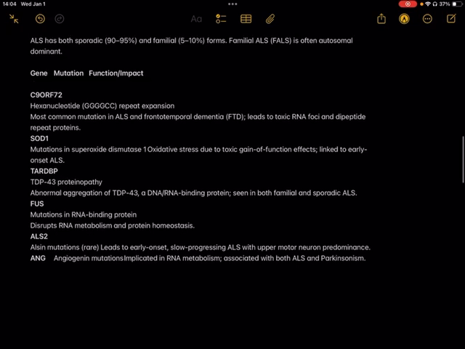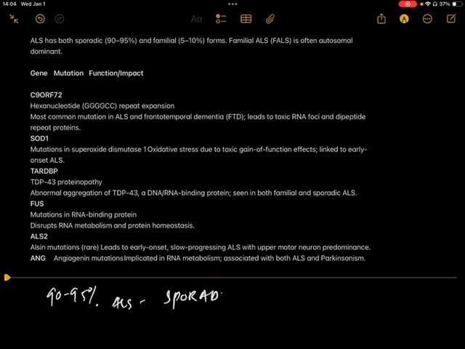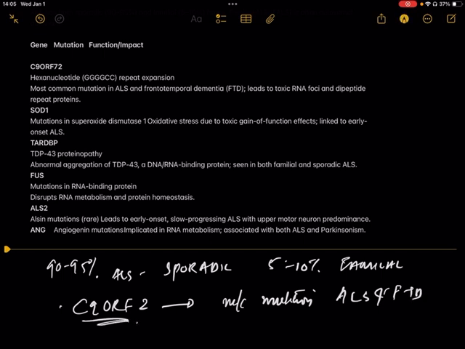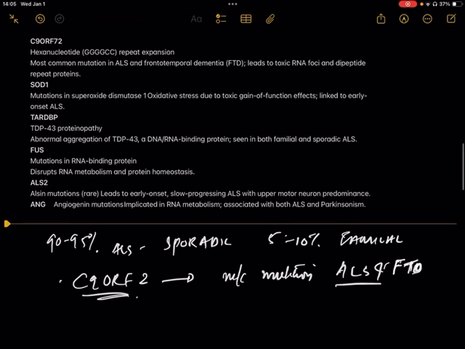Coming to genetics, 90 to 95% of the cases of ALS are sporadic. Only 5 to 10% is familial, and of this 5 to 10%, the genes involved include C9orf72, which is a hexanucleotide GGGGCC repeat expansion. It's the most common mutation in ALS and frontotemporal dementia. So this mutation is seen in ALS as well as frontotemporal dementia, so dementia would be a feature of this mutation, and this mutation results in toxic RNA foci and dipeptide repeat proteins.